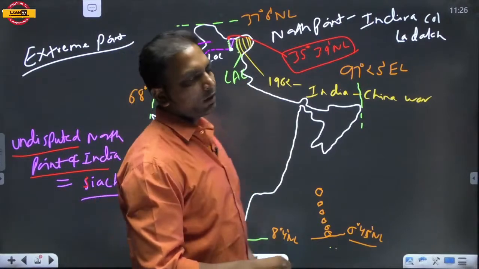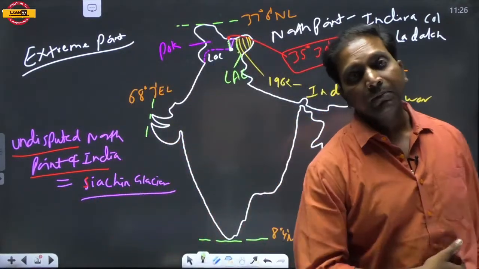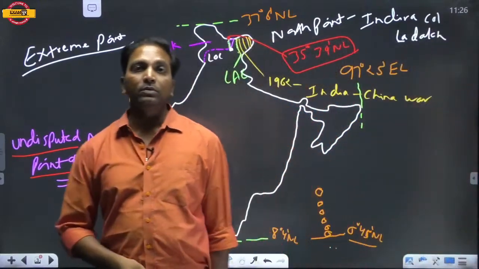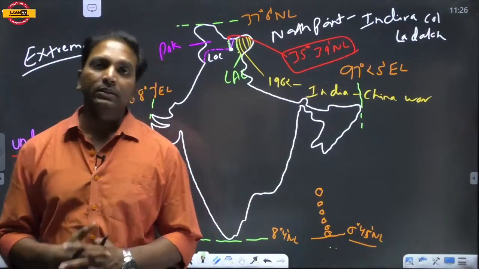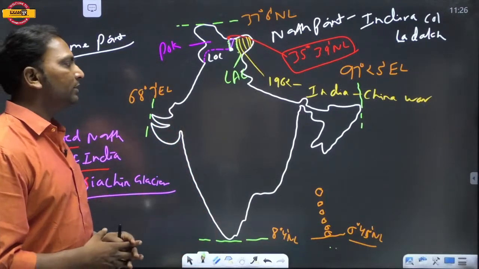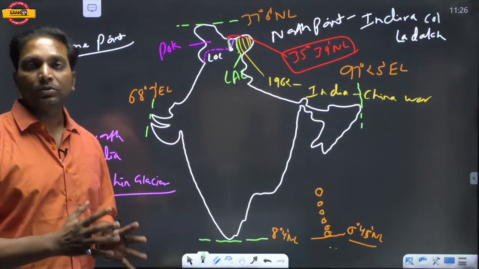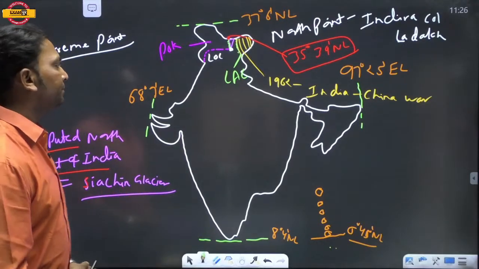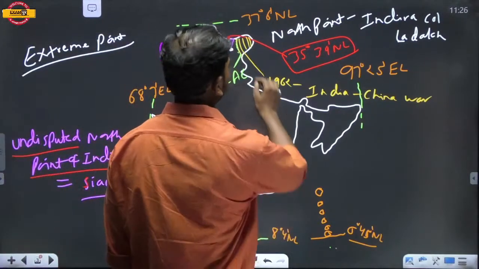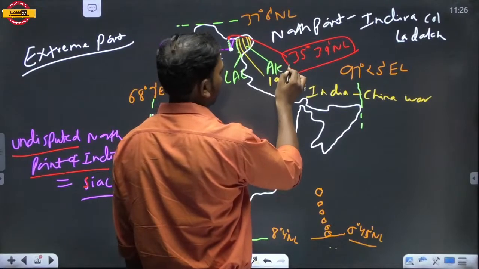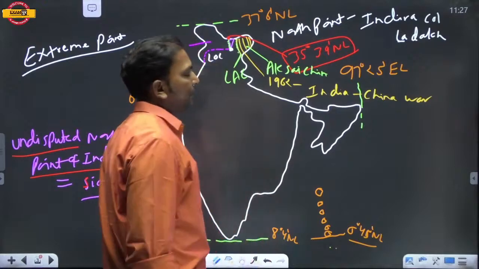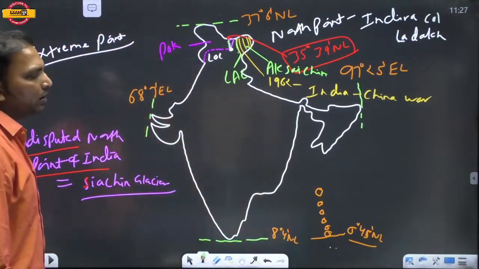Earlier, these two temporary border lines, the LOC and LAC, were referred to as a ceasefire line. But in 1972, the line was given the name LOC or LAC. So earlier it was called what? It was called the ceasefire line. Here it is POK and this part is called Aksai Chin. The area captured by China is called Aksai Chin.